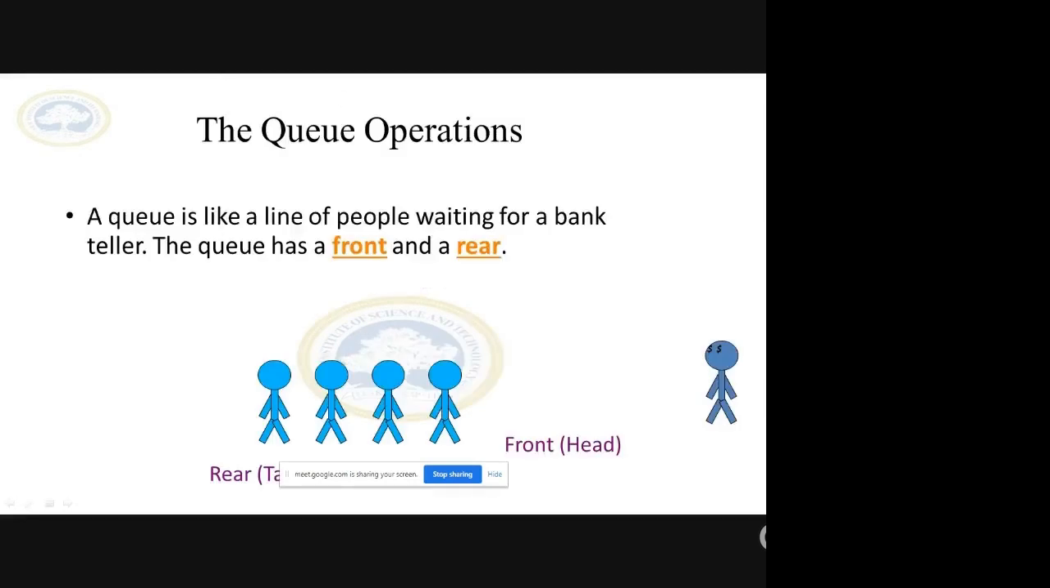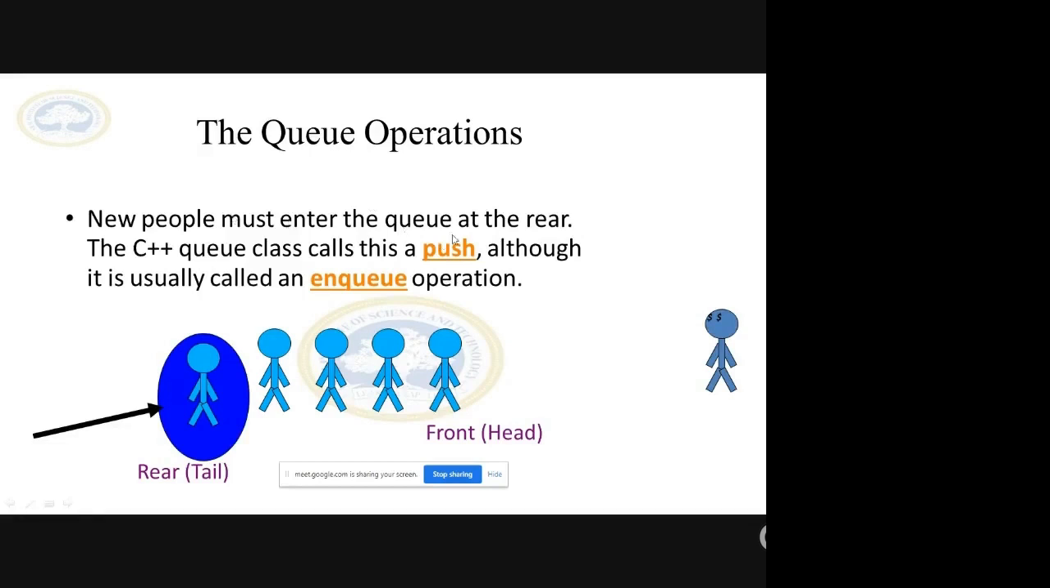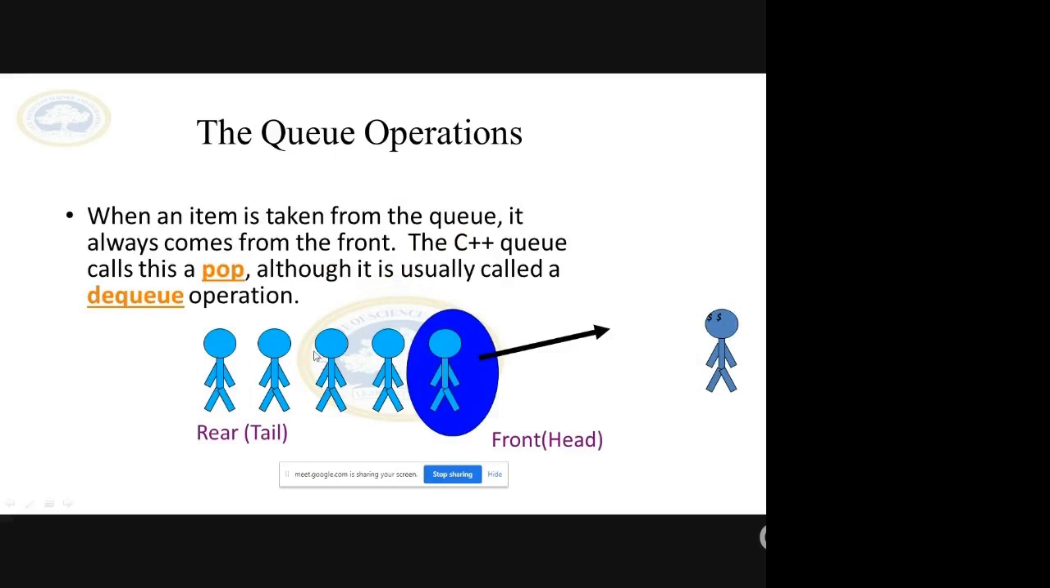So here, a queue is like a line of people waiting for a bank teller. Front and rear, this is what I have already shown. New people must enter the queue at the rear, that is your pushing. They'll be entering here through this way to the tail, and that is called the enqueue operation. When you are deleting something, you will be deleting at the front end. Your front end will be your head end. So that will be deleted, and your second person will become the next front.